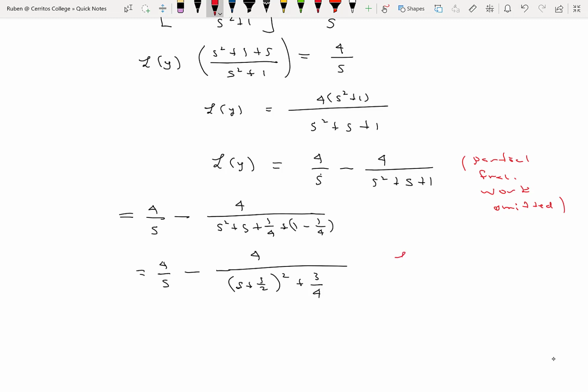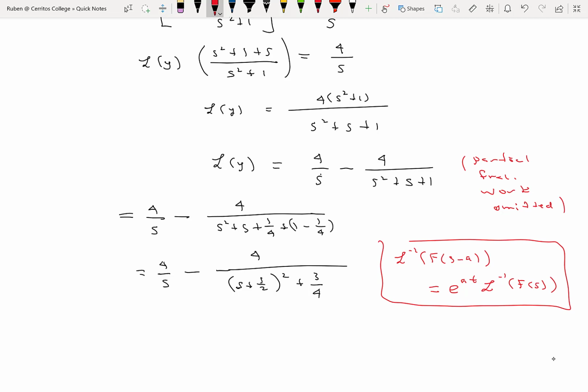The first shifting theorem, written in reverse, says the inverse Laplace transform of the shifted Laplace transform, the inverse Laplace transform of F of s minus a, is e to the at times the inverse Laplace transform of the unshifted Laplace transform. Or it's a more elaborate way of saying e to the at times small f of t. Okay, so we'll use the first shifting theorem here.